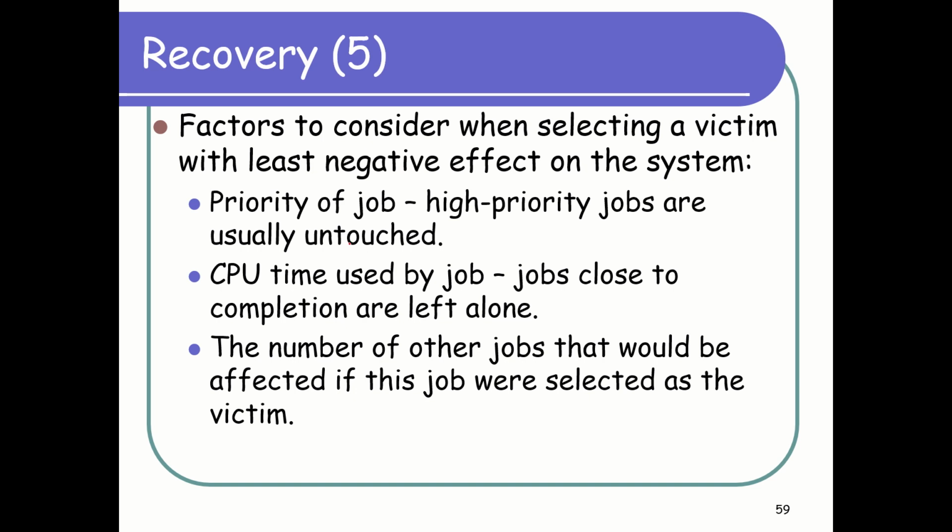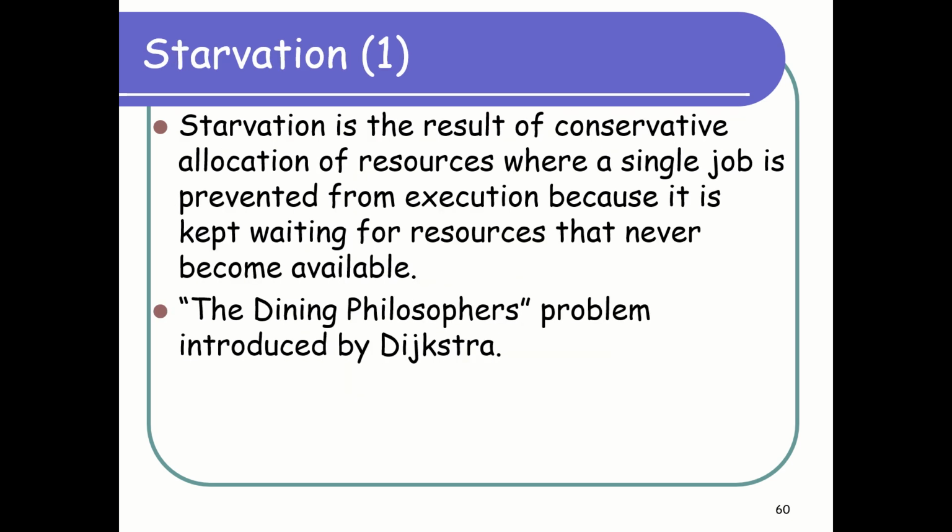Priority of job. High priority jobs are usually untouched. CPU time used by job. Jobs close to completion are left alone. So high priority jobs, the most important jobs, have priority to be done first. CPU time used by jobs: jobs close to completion are left alone. "I'm almost finished, don't disturb me. Leave me. Just allow me to complete the job." And the number of other jobs that would be affected if this job was selected as the victim. Okay, so these are the factors you need to consider.